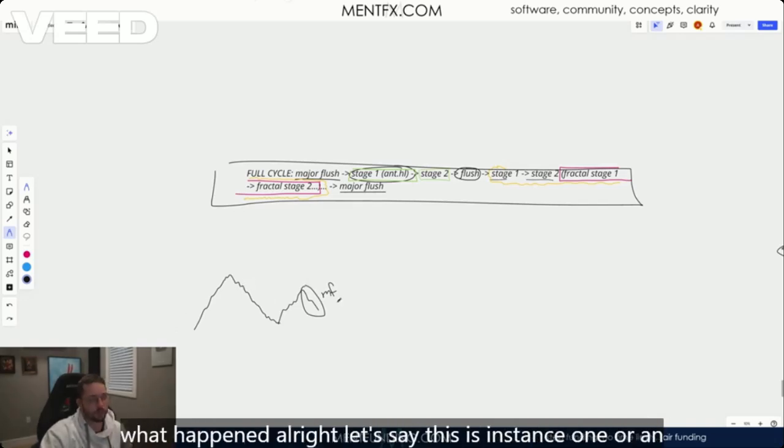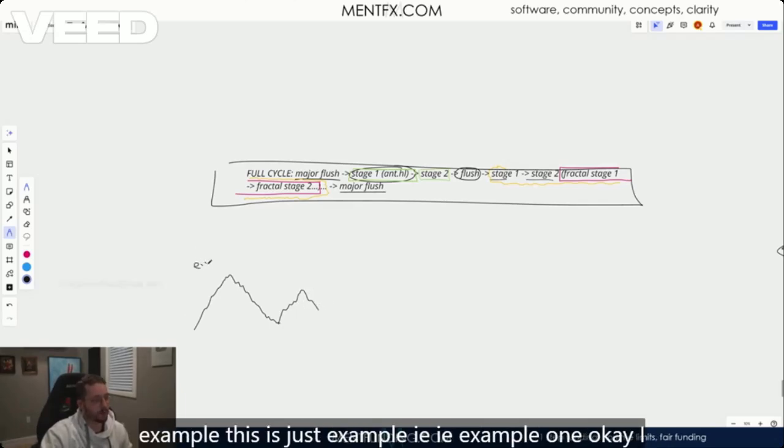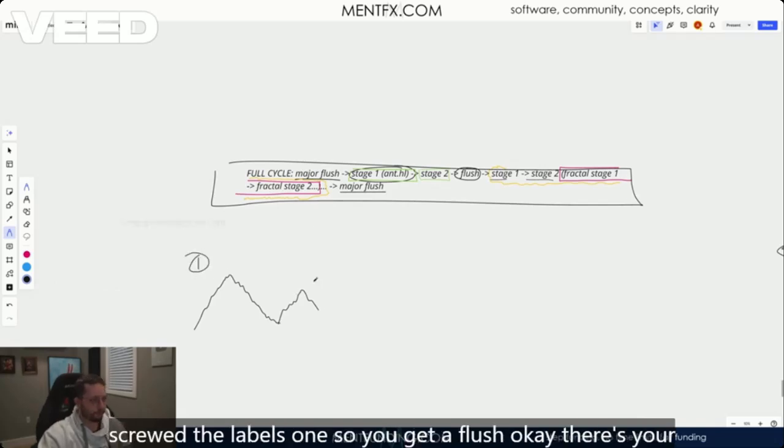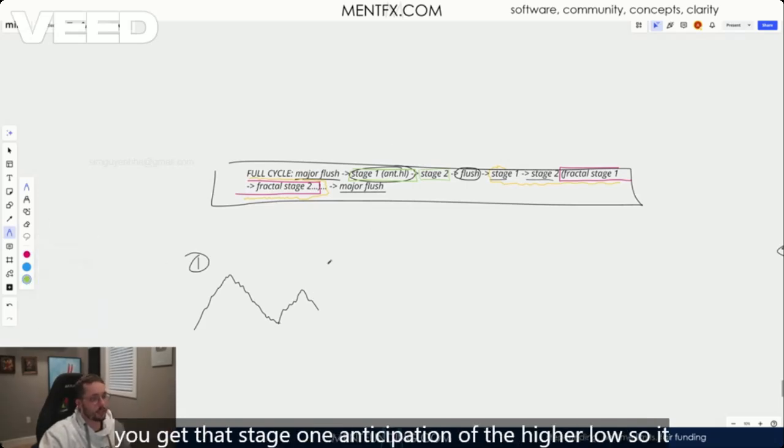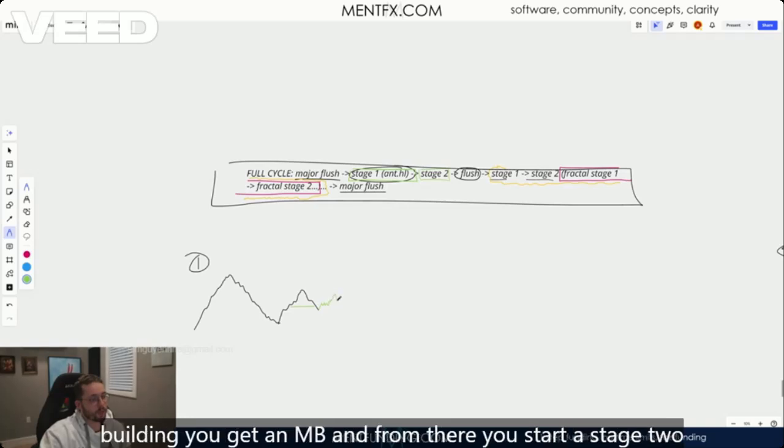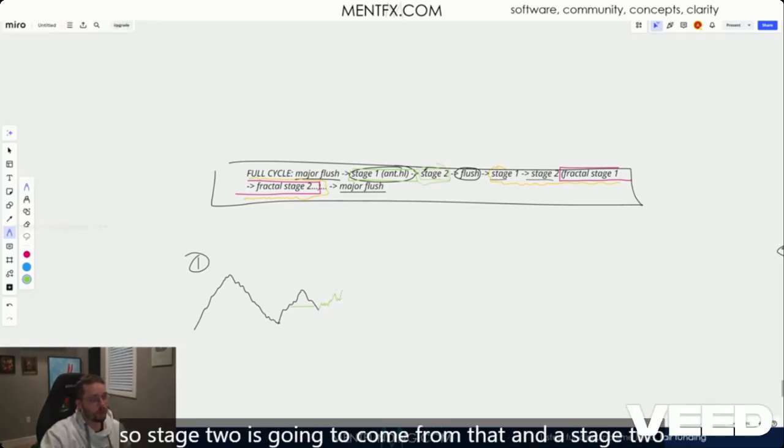So let's assume this is what happened. Let's say this is instance one, or an example, example one. So you get a flush. There's your flush. Then in green, let's say you get that stage one anticipation of the higher low. It happens here, and all of a sudden you start that accumulation. Maybe some MBs begin to build, and then you get an MB, and from there you start a stage two. So stage two is going to come from that, and a stage two begins.